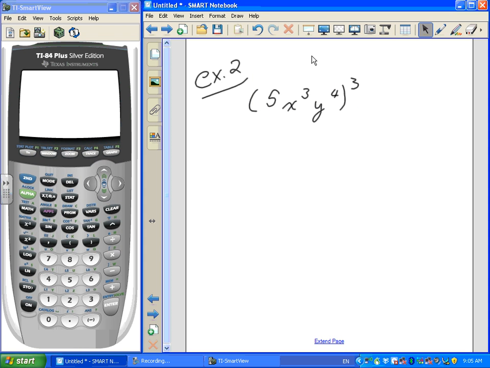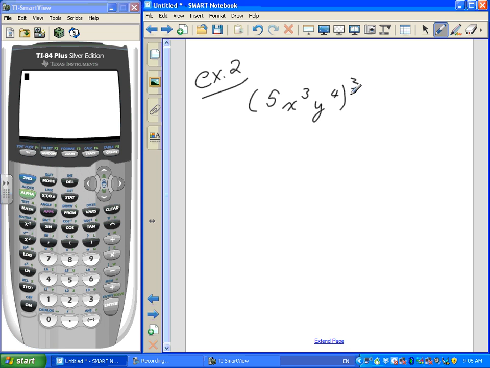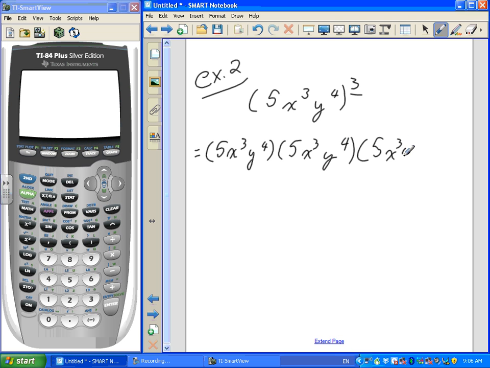Example number 2. What this actually means is I'm taking that bracket and multiplying it by itself 3 times, since it is to the power of 3, the bracket. So in other words, if I were to do this the long way, this would say 5x cubed y to the 4th times 5x cubed y to the 4th times 5x cubed y to the 4th.